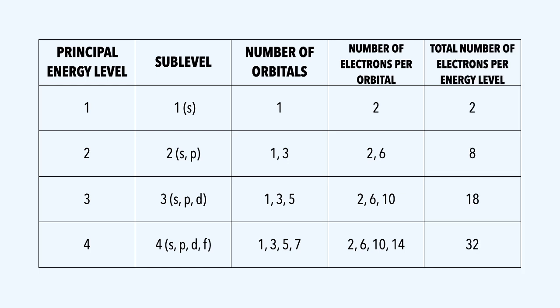Okay. So, ang total number of electrons per energy level ay i-add lang natin yung mga numbers sa column 4 to arrive at the total number of electrons per energy level.